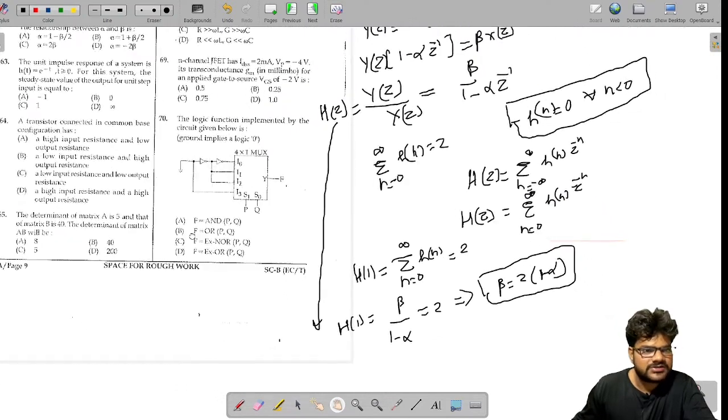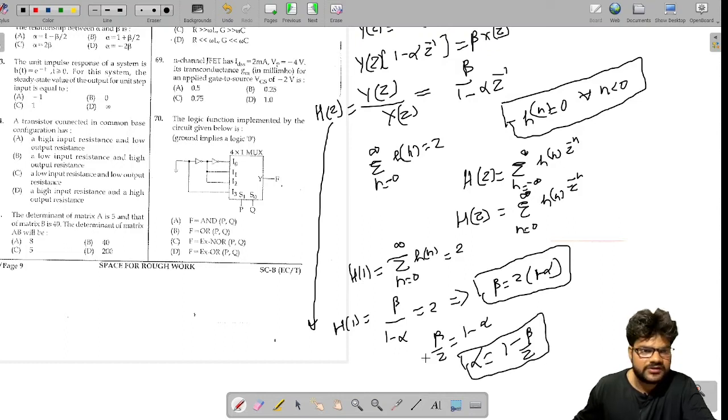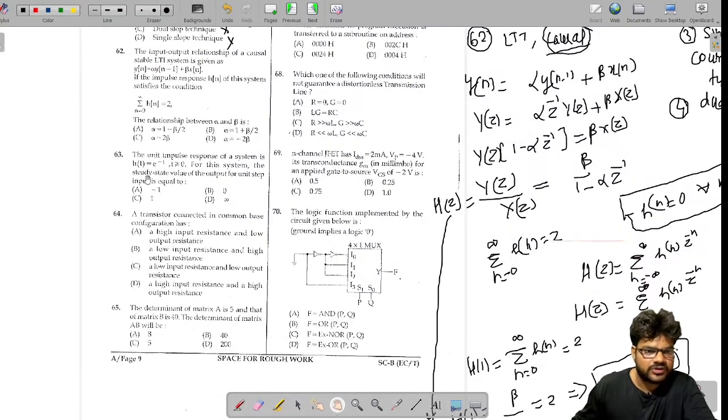So if we arrange this, then this is going to be beta by 2. From this, we can write beta by 2 equals 1 minus alpha, and alpha we can write as 1 minus beta by 2. So this is matching with alpha equals 1 minus beta by 2. This is matching with option A. So the correct option of this question will be A.